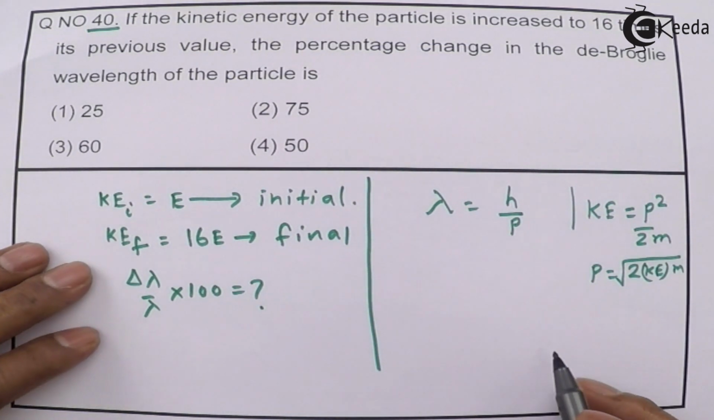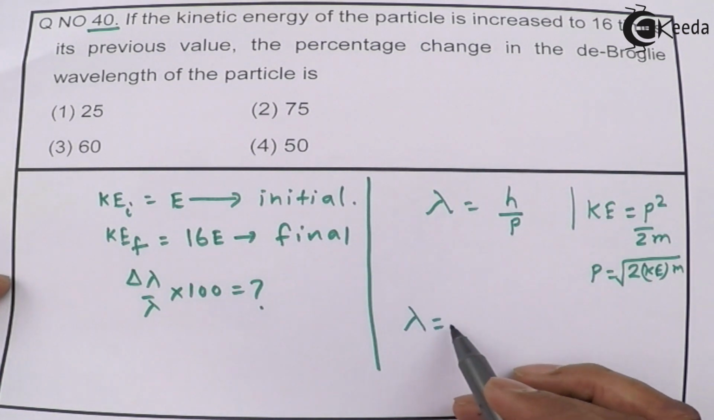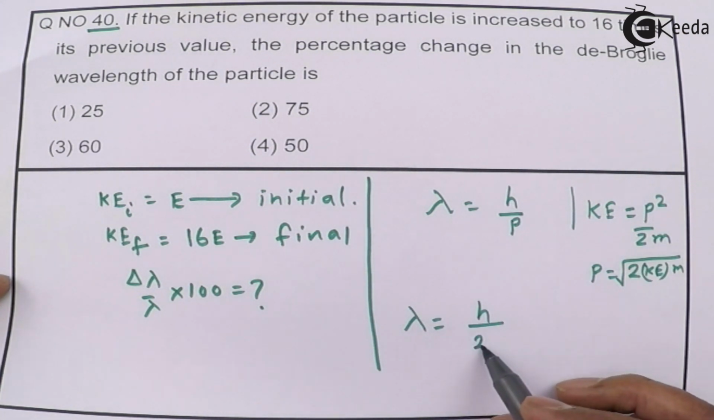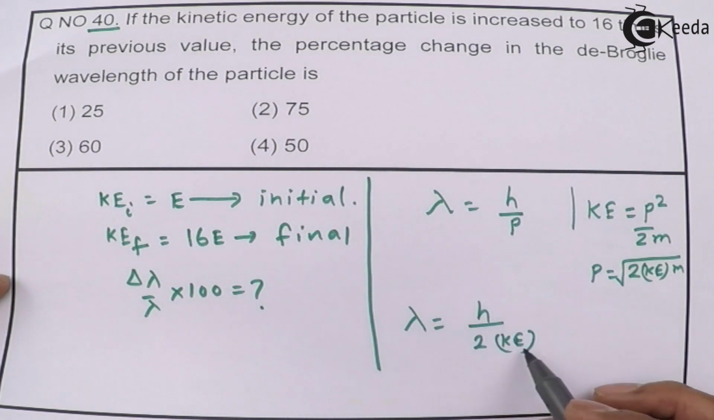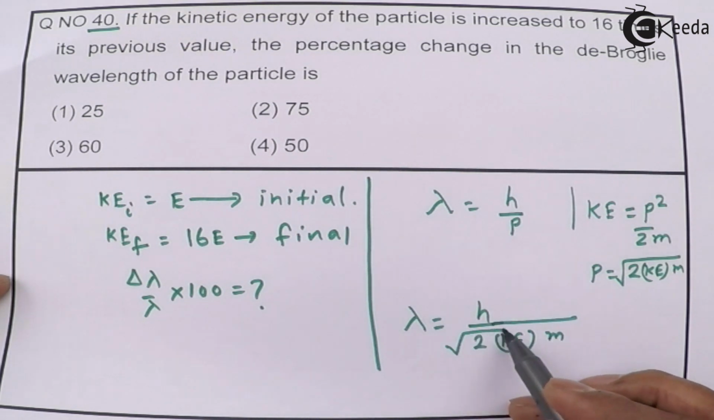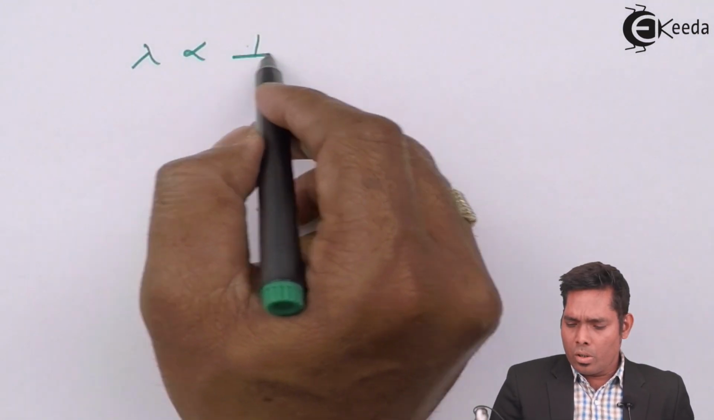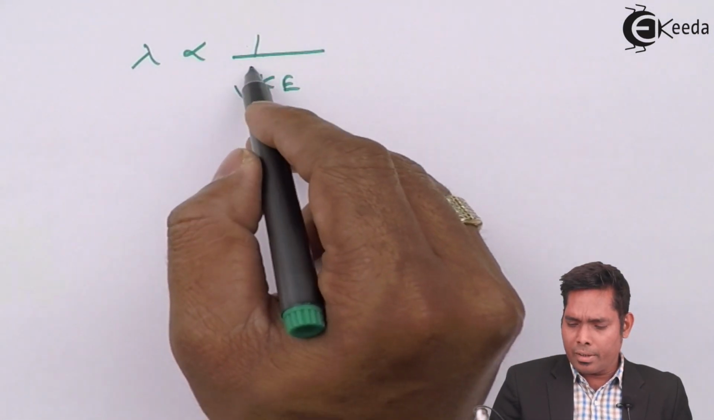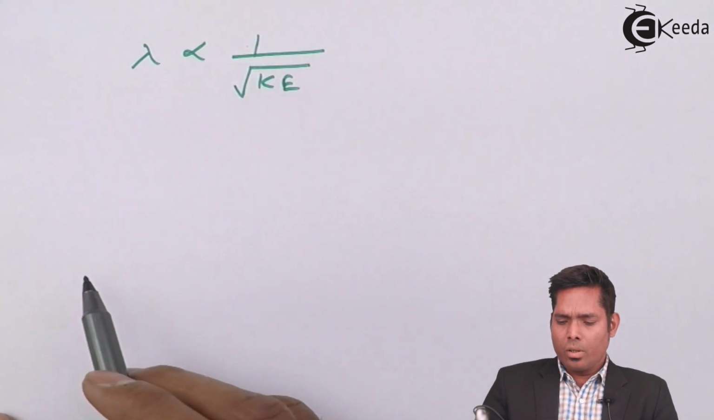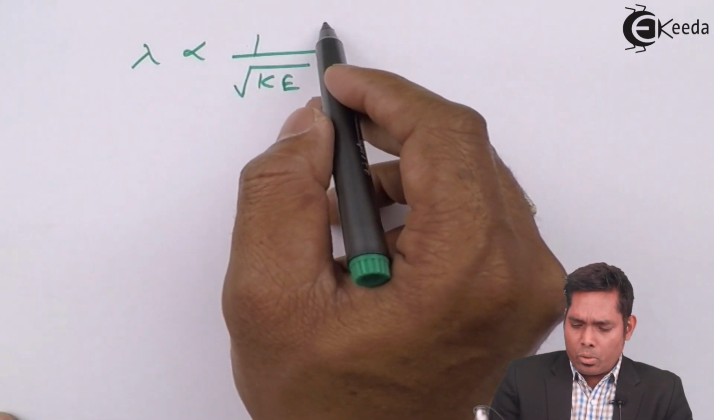So if I do that, this lambda becomes h divided by p, which is h divided by root of 2 kinetic energy into m. If I see this, then I have the relation: lambda is inversely proportional to the square root of kinetic energy. This is the relation. This relation I have to use.